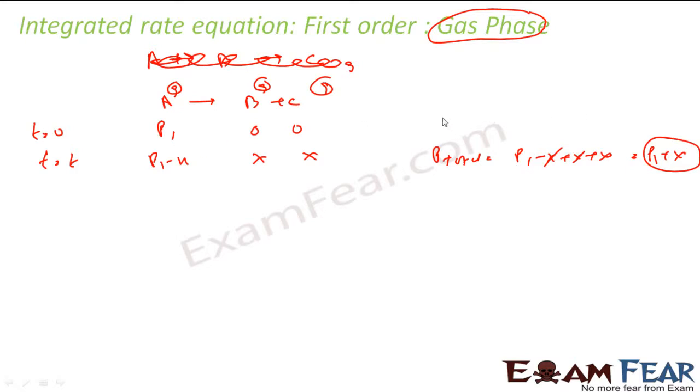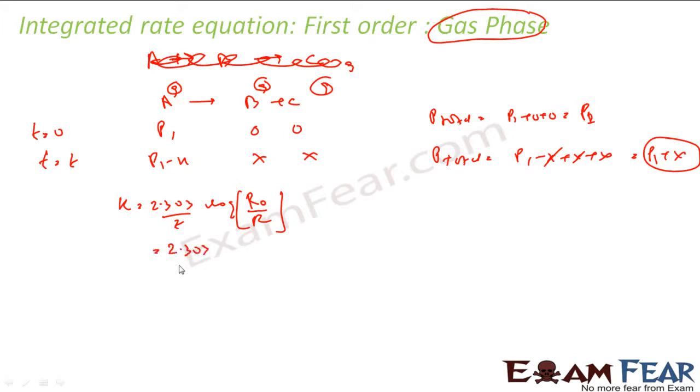Here P total initially is P1 plus 0 plus 0. So if you see, the total pressure has increased from P1 to P1 plus X for this reaction. Same formula will apply. We have seen K is nothing but 2.303 by T log of R naught by R. In this case, R naught is initial concentration of A, that is nothing but pressure P1. R is the final concentration of this, that is P1 minus X.